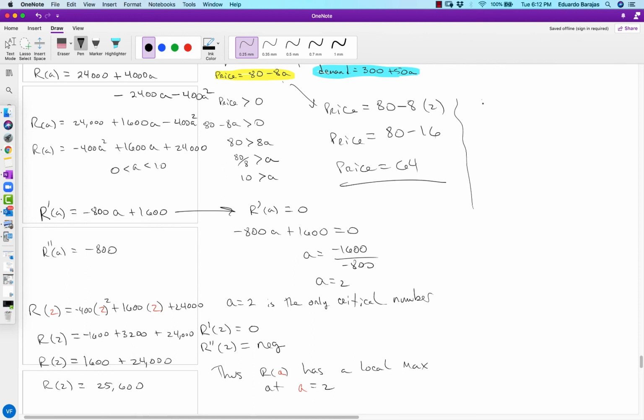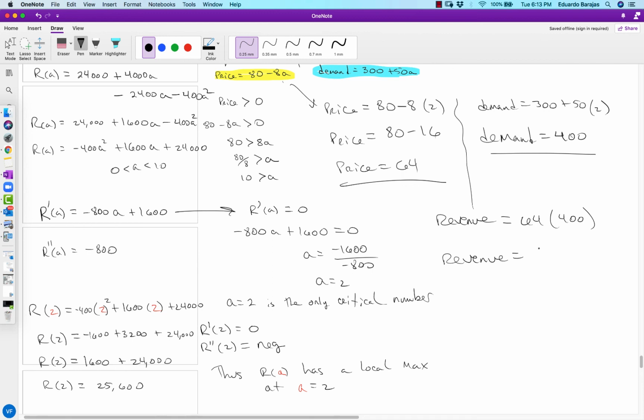And the demand will be equal to 300 plus 50 times 2. So the demand will be 400. It makes sense, hopefully, that the revenue, just to confirm we get the same answer as before, the revenue, which is equal to price times demand, should be 64 times 400. And so that revenue achieved at that point would be 64 times 400, which is 25,600.